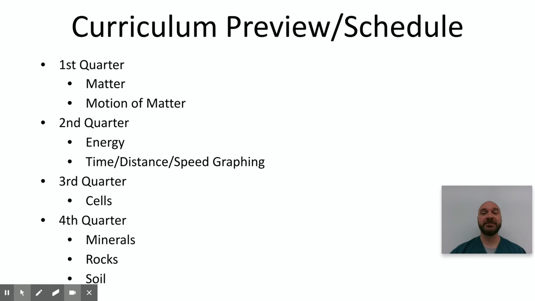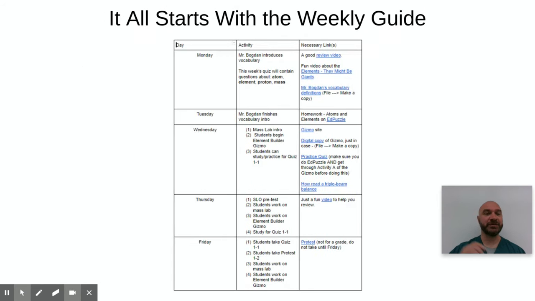To give you a preview of what we are going to be doing this year, right now in the first quarter, we are going to be looking at matter and motion of matter, particularly on an atomic level. In the second quarter, that will transfer over into energy and transfer of energy, conservation of energy. And towards the end, we will do a bit on distance, time, and speed graphing. The third quarter is all about cells and the inner workings of cells and how the parts of cells all work together. And then in the fourth quarter, rocks, minerals, and soil.